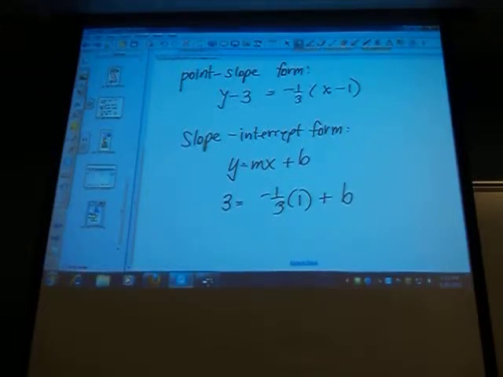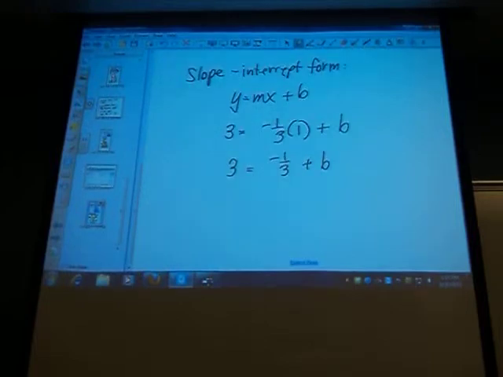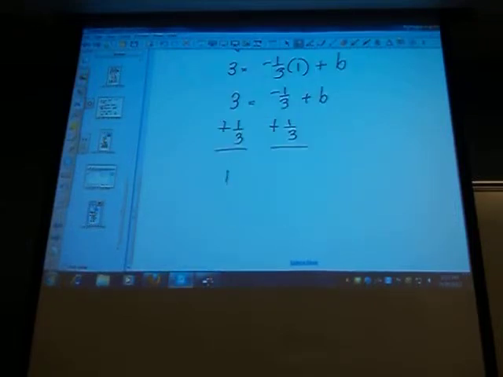Okay, so I just need to solve this for b. I know negative 1/3 times 1, well, anything times 1 is just itself. Okay, and then to get b, I need to add 1/3 to both sides. And 3 plus 1/3 should be 10/3.